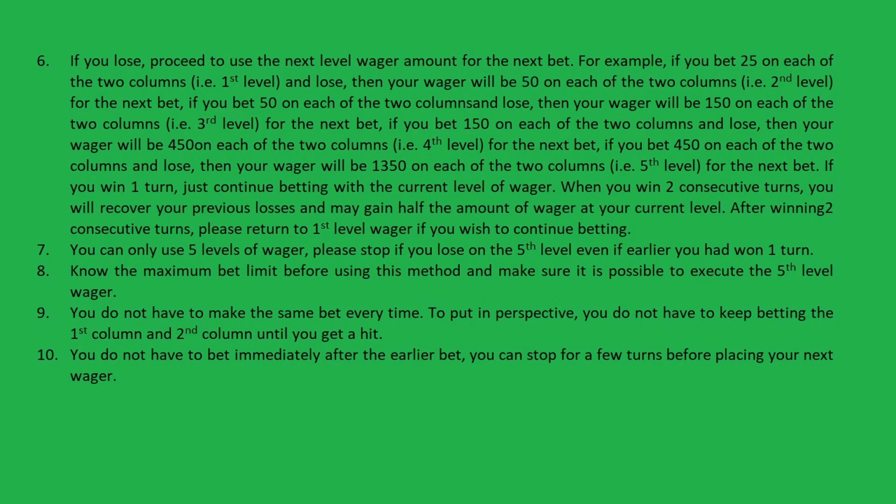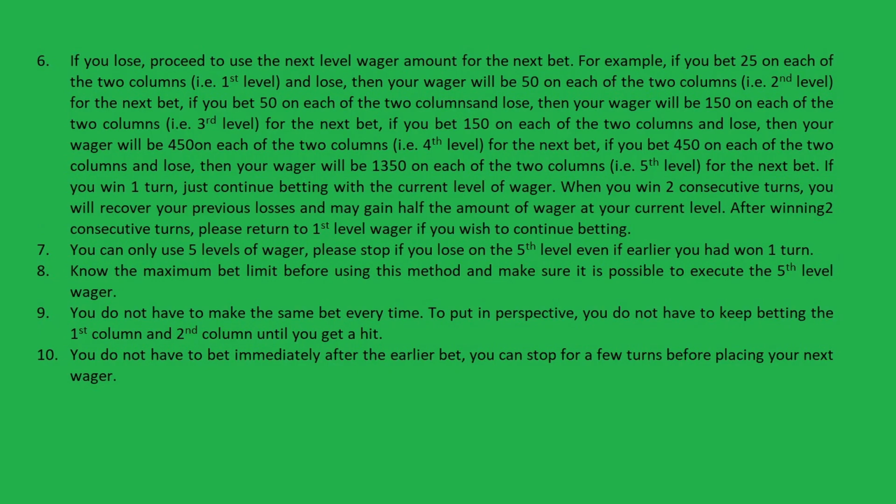If you win 1 turn, just continue betting with the current level of wager. When you win 2 consecutive turns, you will recover your previous losses and may gain half the amount of wager at your current level. After winning 2 consecutive turns, please return to first level wager if you wish to continue betting. 7. You can only use 5 levels of wager.